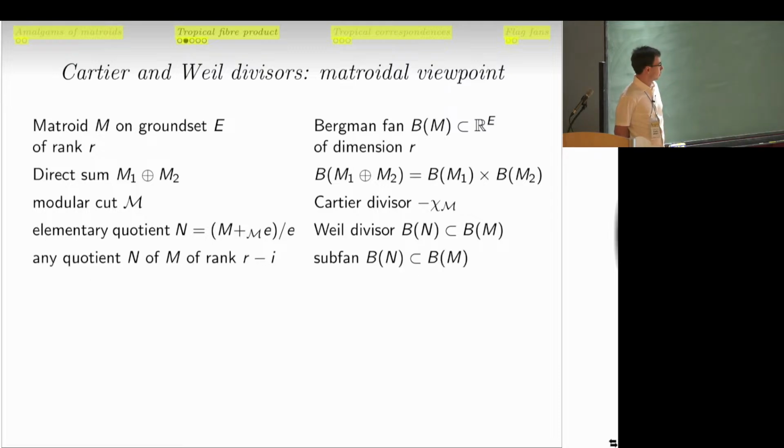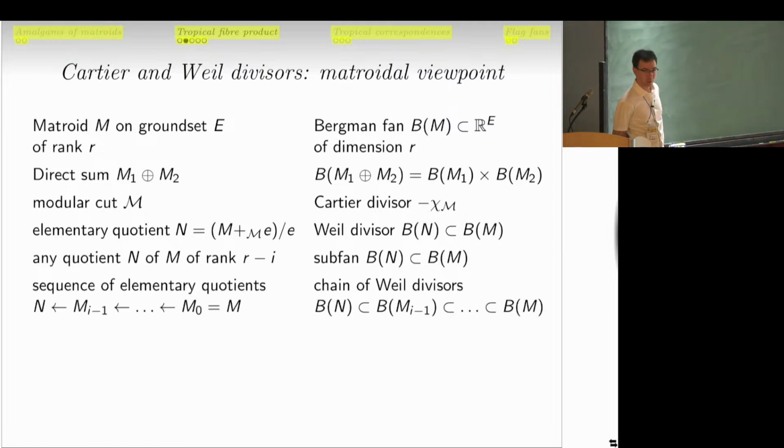But the good news is that we can do this many, many times, and if we have an arbitrary quotient and an arbitrary balanced subfan, then we can take a chain of elementary quotients, which is also very well studied in matroid theory. From the tropical point of view, it will just mean that we have a chain of Weil divisors corresponding to those characteristic functions of the cuts.